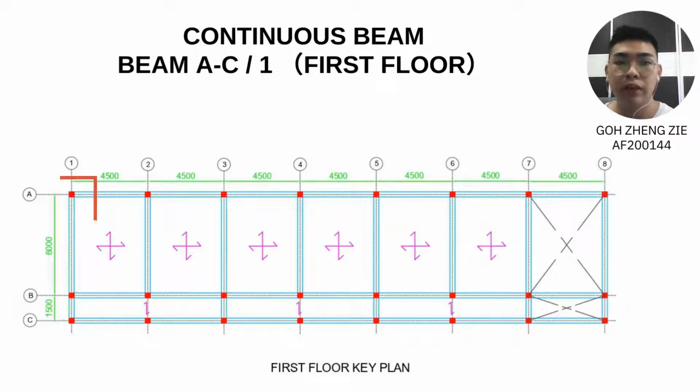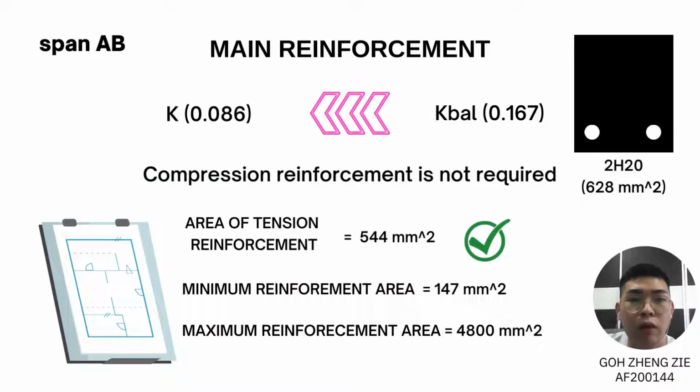Today I would like to present the part that is continuous beam AC1, that is first floor. Now I want to explain the main reinforcement for span AB. Since the K value of 0.086 is lower than the K balance of 0.167, the compression reinforcement is not required. The area of tension reinforcement is calculated to be 544 mm squared, the minimum reinforcement area is equal to 147 mm squared, and lastly the maximum reinforcement area is equal to 4,800 mm squared.